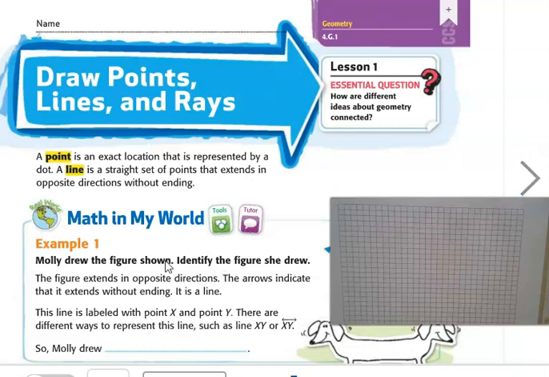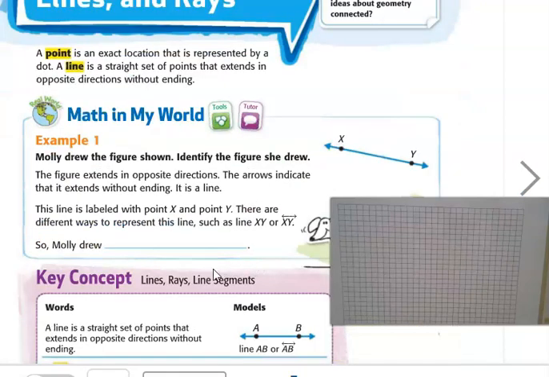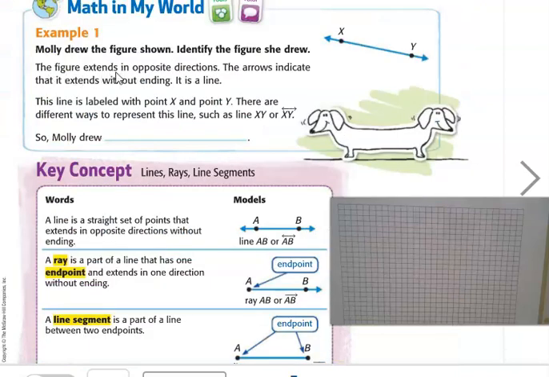Example number 1. Molly drew the figure she drew. The figure extends in opposite directions. You see the arrows extending out beyond. The arrows indicate that it extends without ending. It is a line. This line is labeled with the point X and point Y. There are different ways to represent this line, such as line XY or XY with the line and the arrows over it. So Molly drew a line.